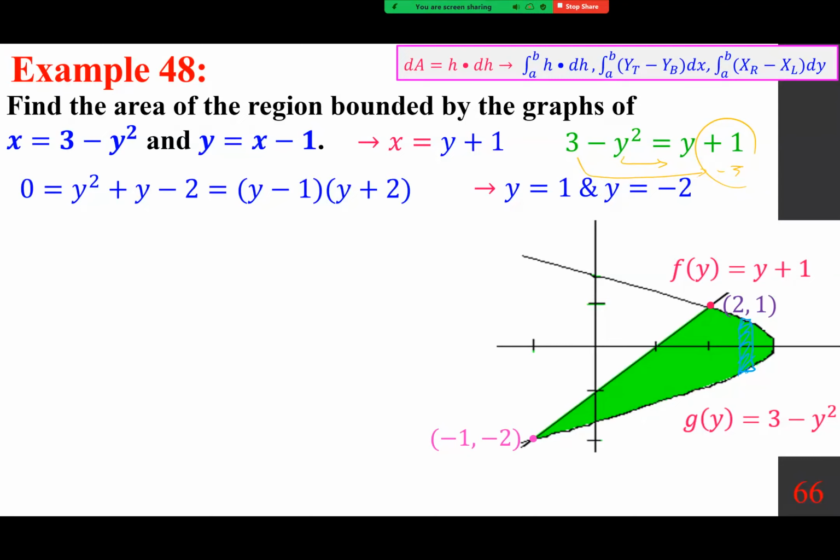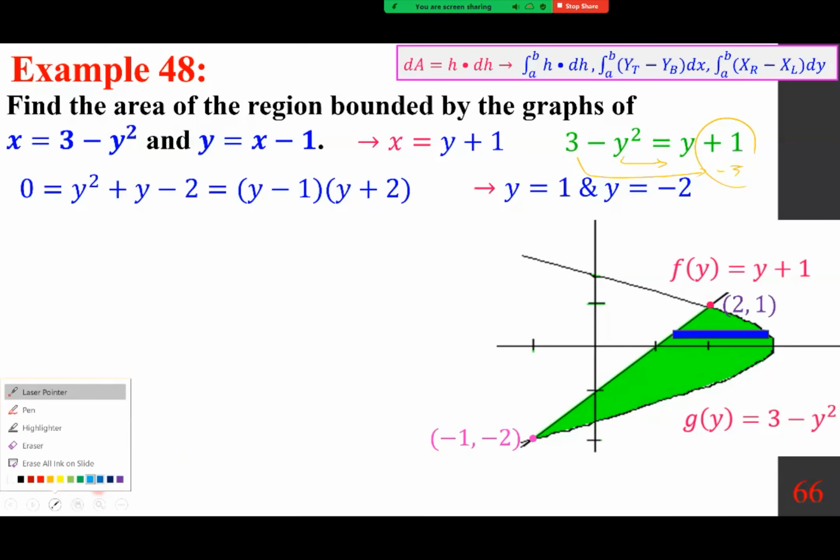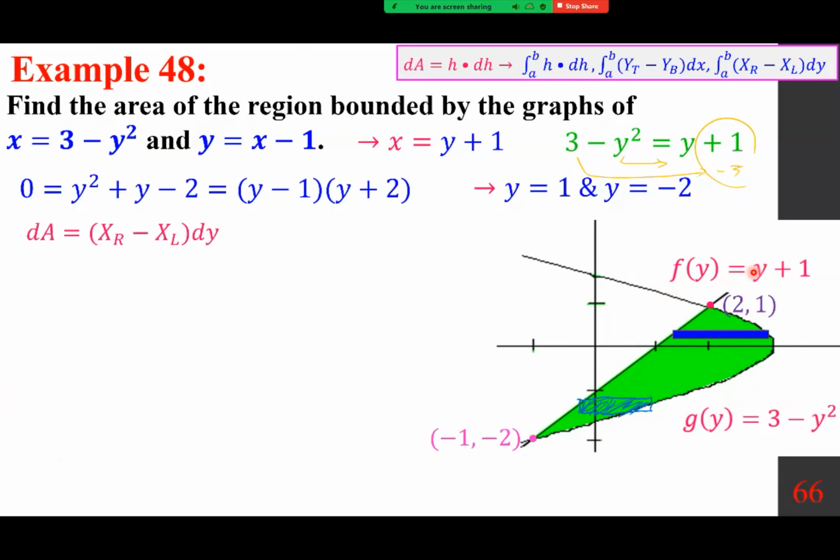Instead, we use an increment of the area which is from left to right. So this is x up the right minus x up the left, because if I move this up here or bring it down here, let me just draw another one. Even if I draw it here, clearly in both cases, x up the right is the curve, 3 minus y squared. X up the left belongs to the line. So x up the right minus x up the left, dy.